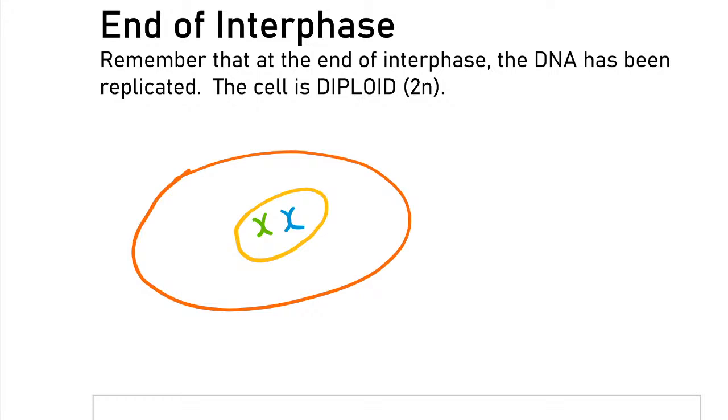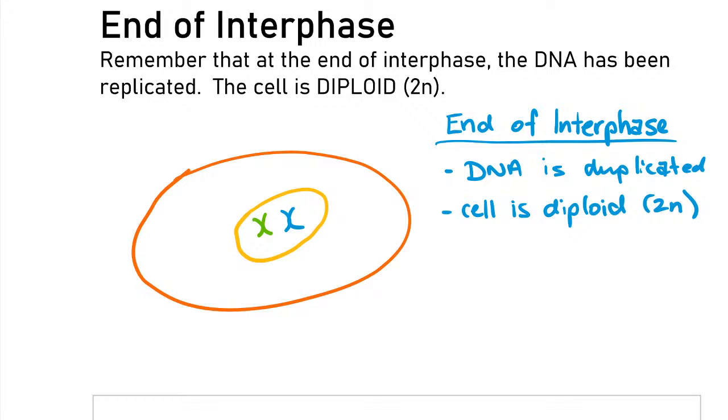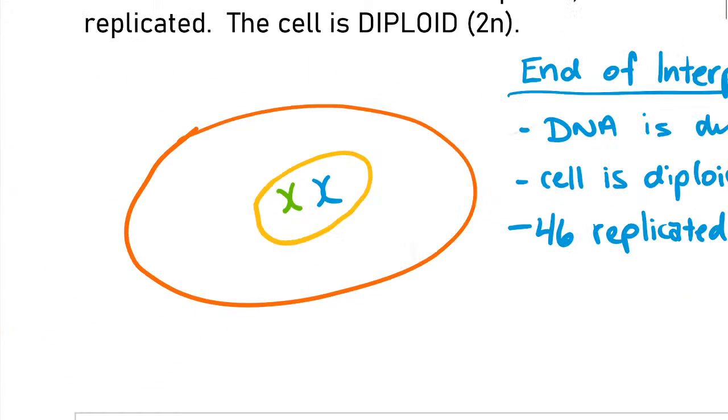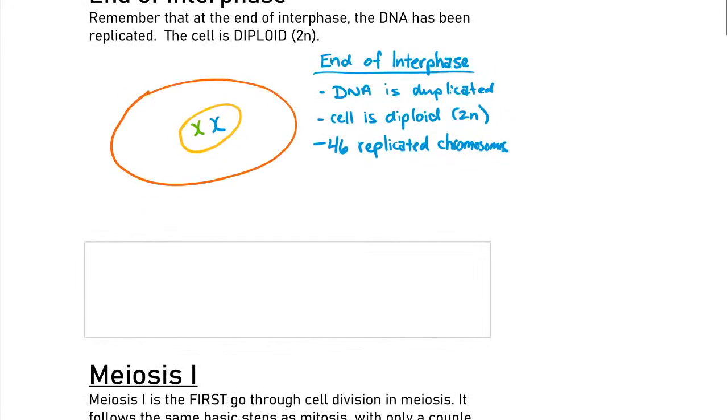And let's take a little note of that. At the end of interphase, the DNA has been duplicated. And the cell is diploid. Which for a human means 46 replicated chromosomes. Which actually means, in a way, there's 4 of every gene, because you can see that this has been photocopied. It's been stapled to itself, just like in mitosis. A copy has been made for the production of new cells. So that's where we begin, and from this we are going to enter meiosis.